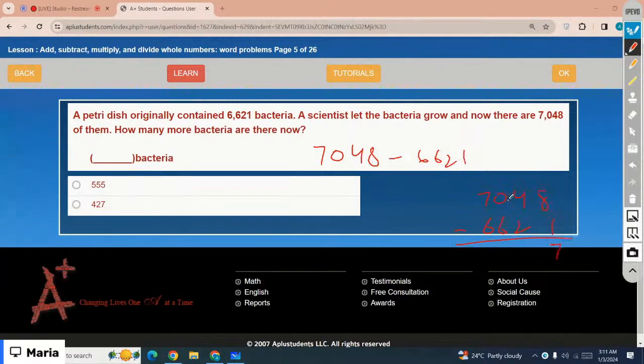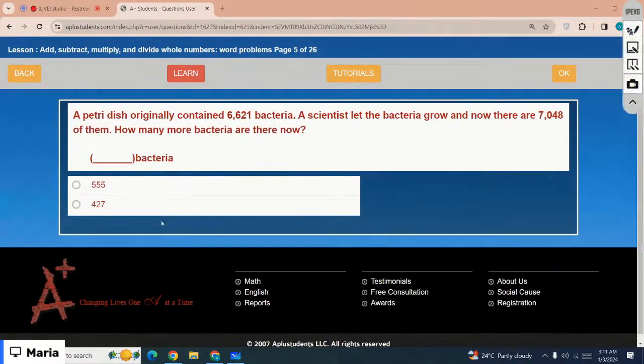8 minus 1 is 7, 4 minus 2 is 2. You cannot subtract 6 from 0, so you need to borrow 1. Here you have 10. 10 minus 6 is 4 and 6 minus 6 is 0. That means there are now 427 more bacteria, right? Very good. Option number 2 is the correct option. There are now 427 more bacteria. Got it?